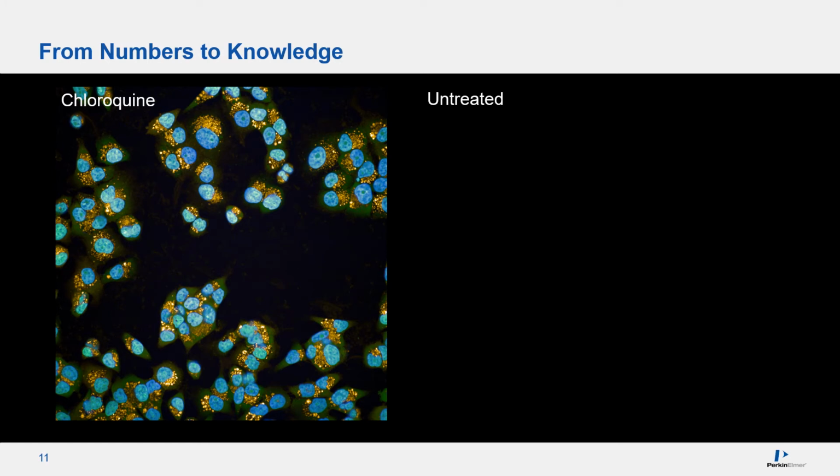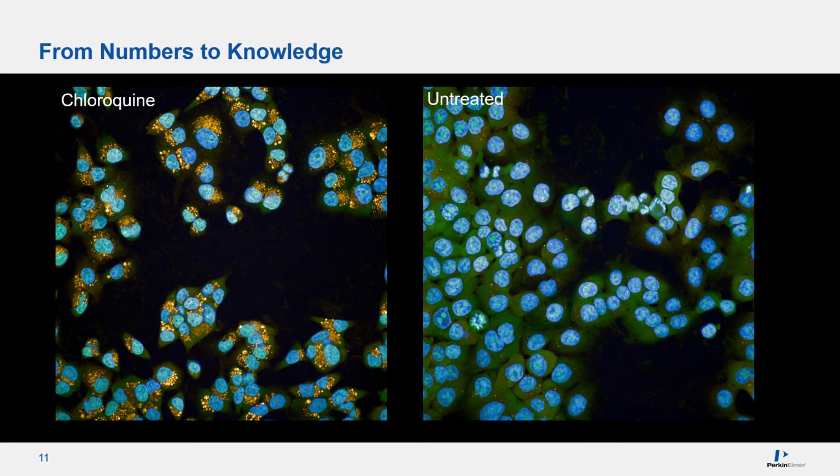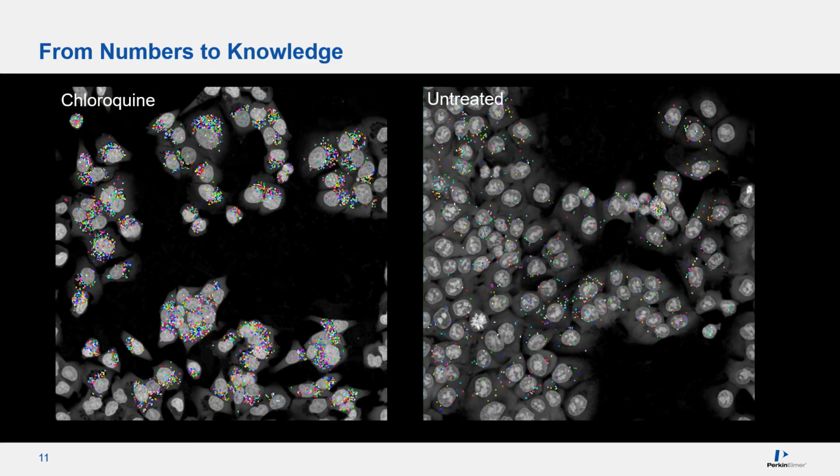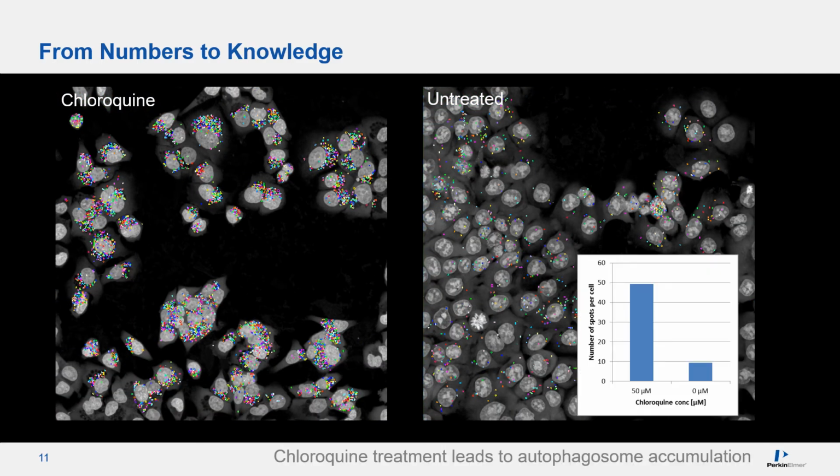Knowledge can be gained by comparing a treated sample with an untreated control. It is clearly visible that the untreated cells contain fewer spots. And by running an automated image analysis, this can then be quantified. Now we can see that the treated samples contain 5 times more spots than the control. So the treatment obviously leads to spot formation.